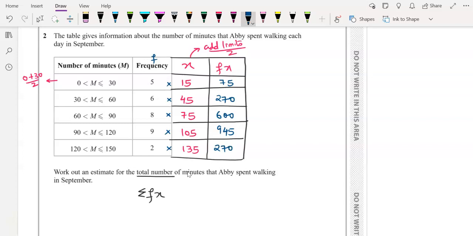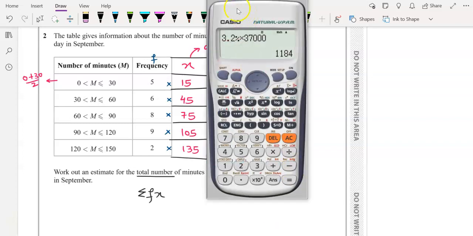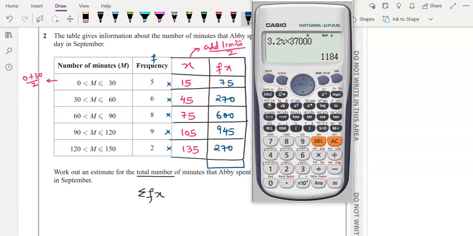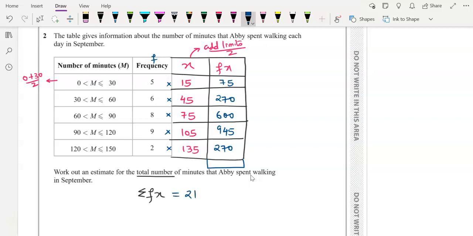Now to find sigma fx, we need to add up all the values. So it is 75 plus 270 plus 600 plus 945 plus 270. That gives you a total of 2160. So the total number of minutes is 2160. Okay. Moving to the next question, number 3.